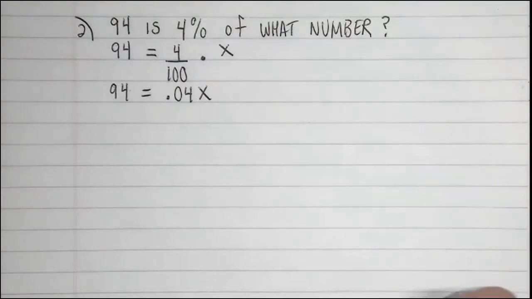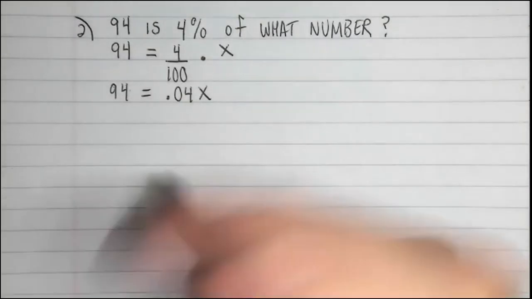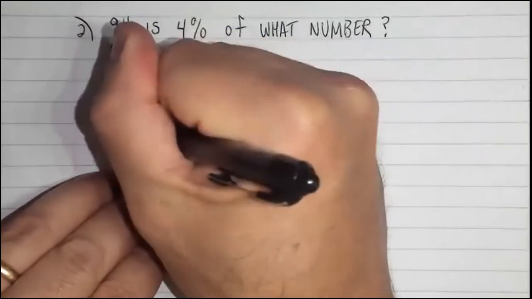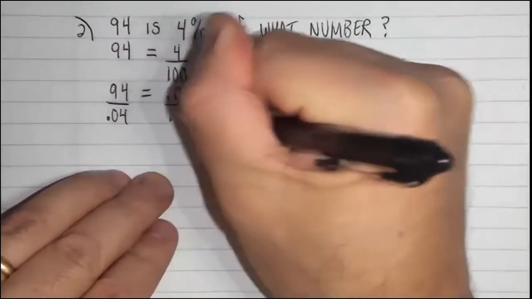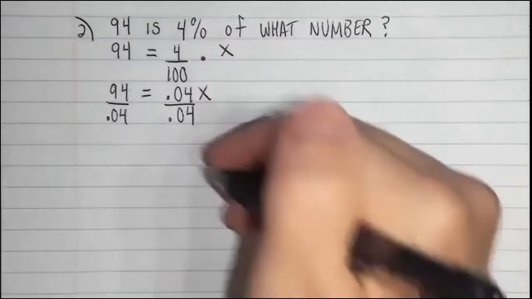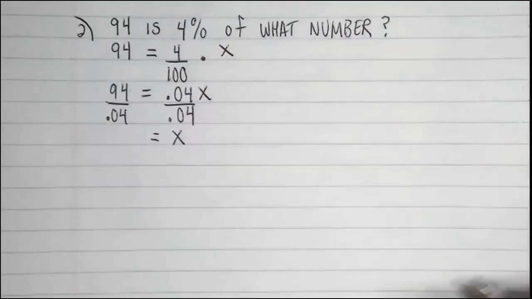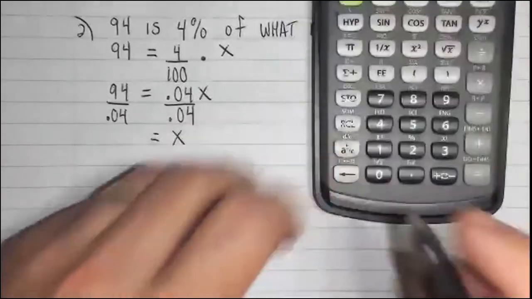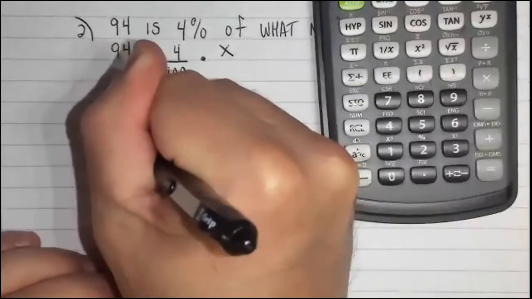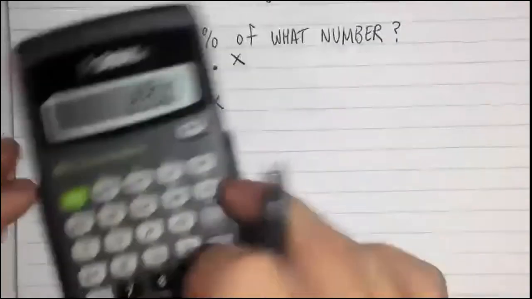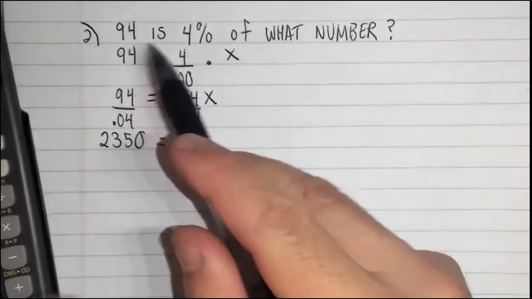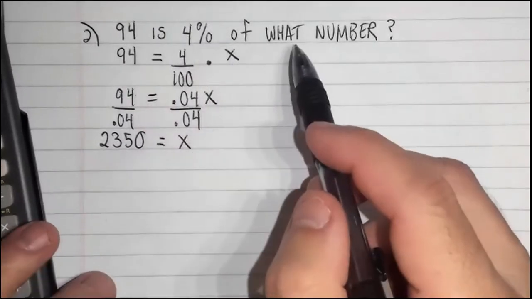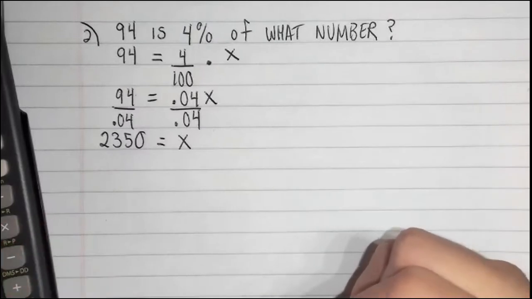And it's just a single step algebra equation at this point. So what we're going to do is divide both sides by 0.04. And when you get 94 divided by 0.04, you get 2,350. So what that's telling you is 94 is 4% of 2,350.